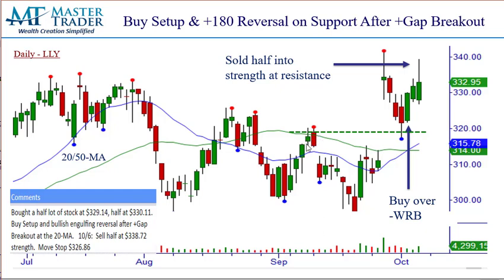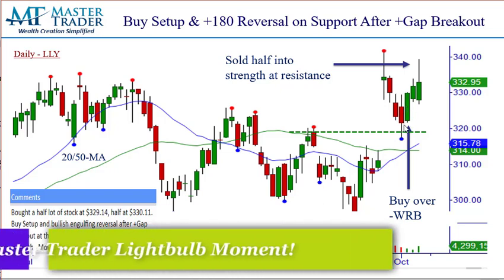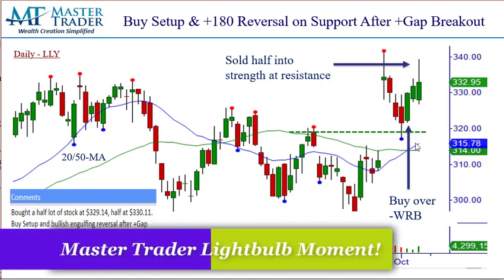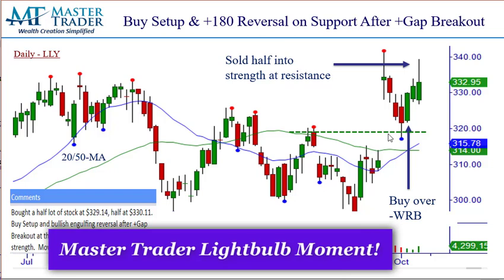Here's minor support, which is a prior pivot high. This was an ugly red bar, followed by a big, pretty engulfing green bar. We call that a bullish 180 reversal.